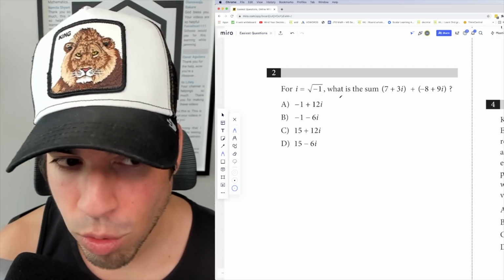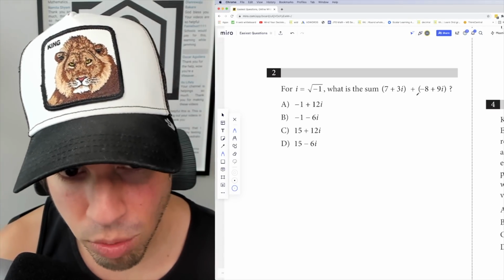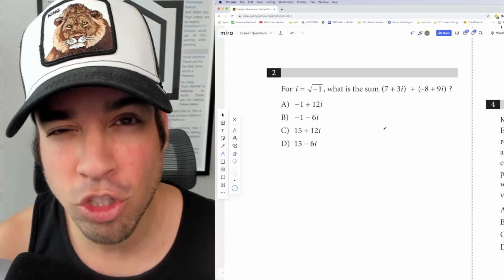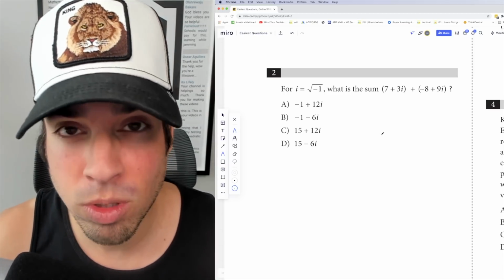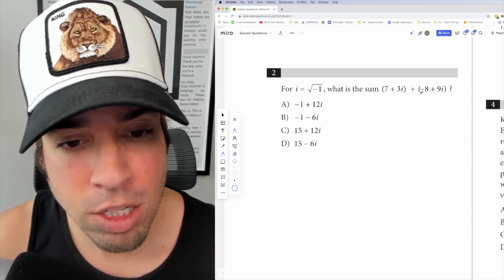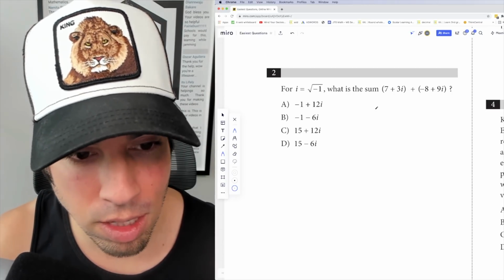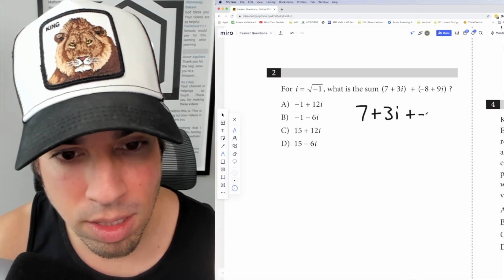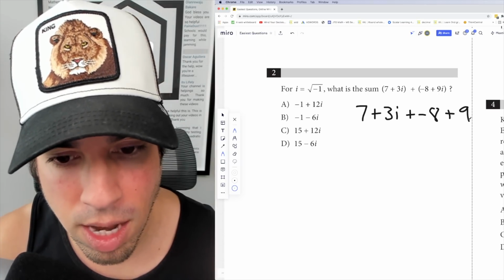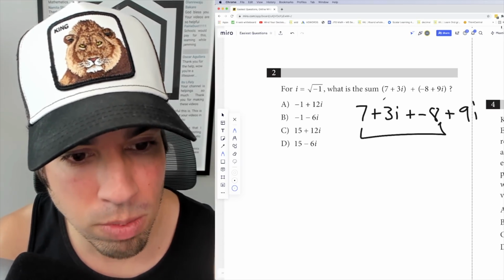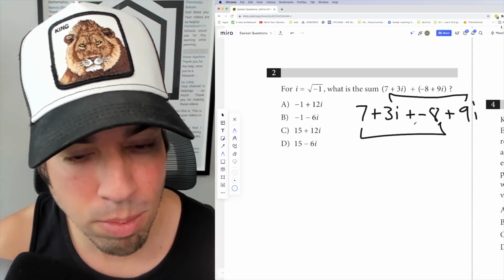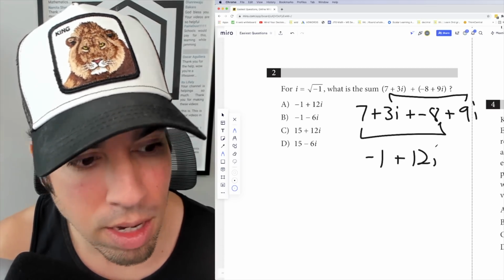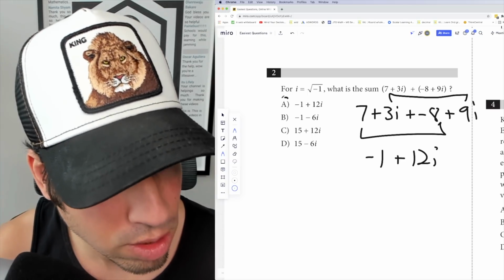Done. For i equals square root of negative 1, what is the sum of 7 plus 3i plus negative 8 plus 9i? This is imaginary numbers, and you just want to treat that i as a variable in this case. Nothing crazy. These parentheses aren't doing much because there's no minus sign here, so I'm going to remove those like so: 7 plus 3i plus negative 8 plus 9i. Then I'm going to combine like terms. 7 plus negative 8 is negative 1. 3i plus 9i is 12i. That means A is the winner.